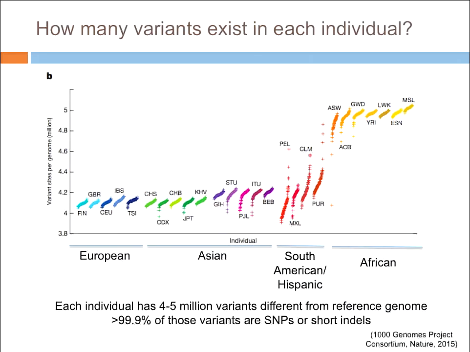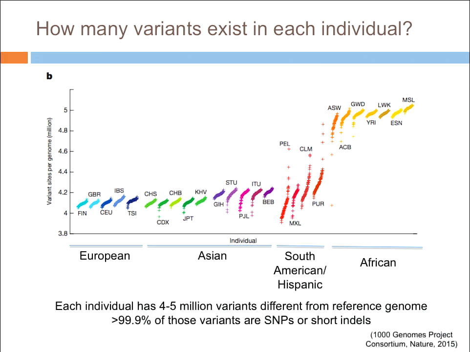Okay, so that's the basics of SNPs, the most common variation that exists in the genome. So how many variants actually exist in the genome between any two people? This has been measured by a consortium called the 1,000 Genomes Consortium, and they've done whole genome sequencing on over 1,000 individuals, I think almost 2,000 individuals. They find that the number of variants per person is about 4 million, depending on what your ancestry is. Africans actually have more genetic variation compared to the reference genome. Each individual has 4 to 5 million variants that are different from the reference genome.